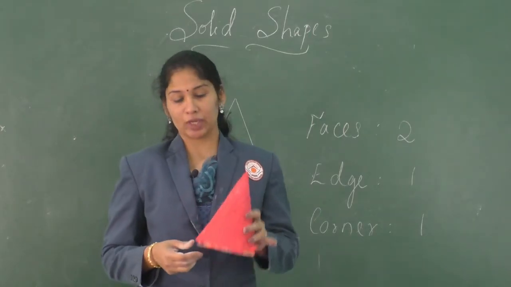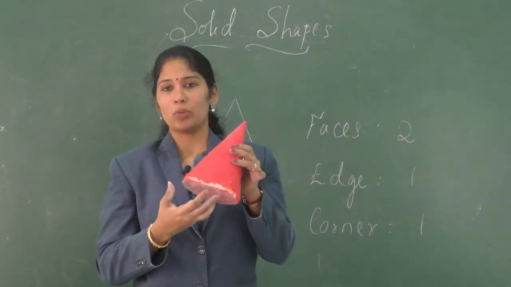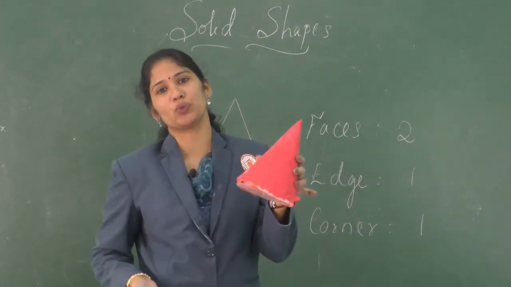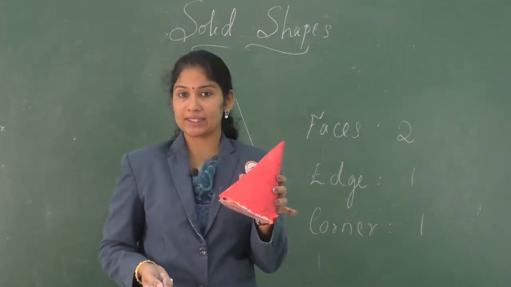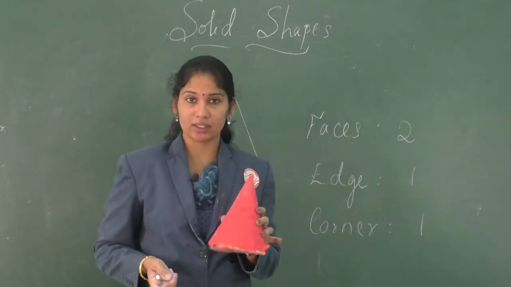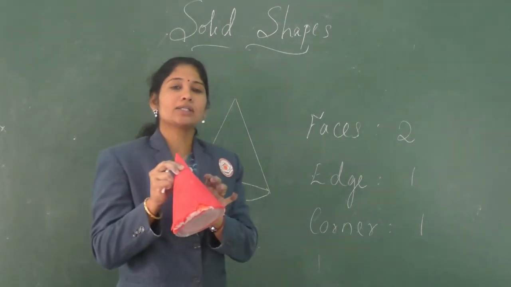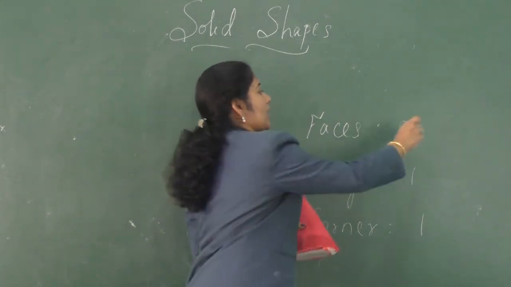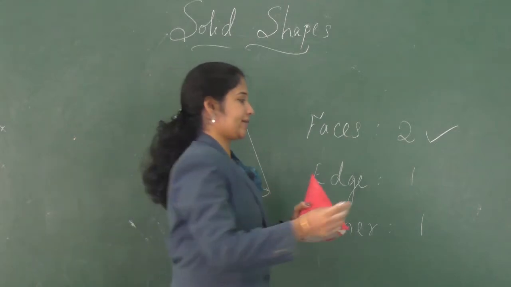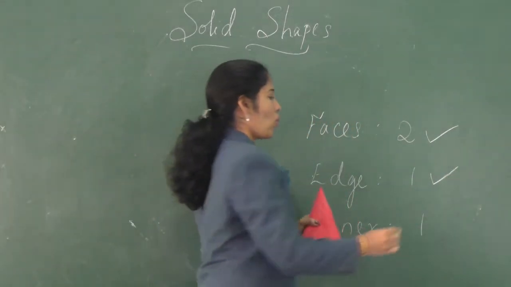Children, we'll take another shape. Which shape is this? Yes, cone. How many faces are there in a cone? Yes, 1 and 2. And how many edges are there? Yes, only 1. How many corners are there? Only 1 corner. I'll repeat. Cone has 2 faces and only 1 edge and only 1 corner.